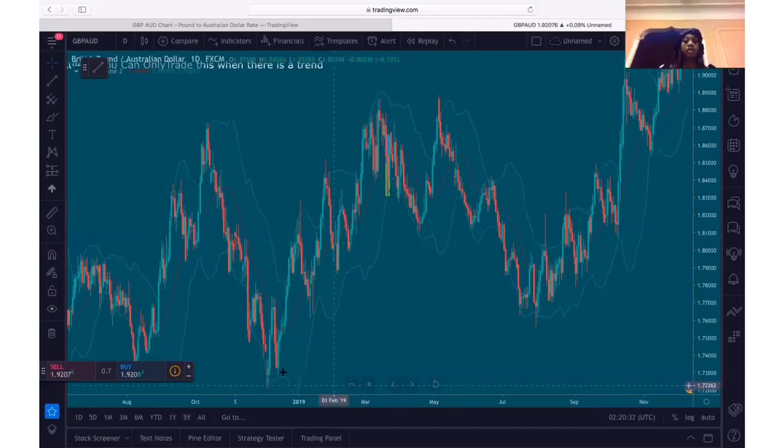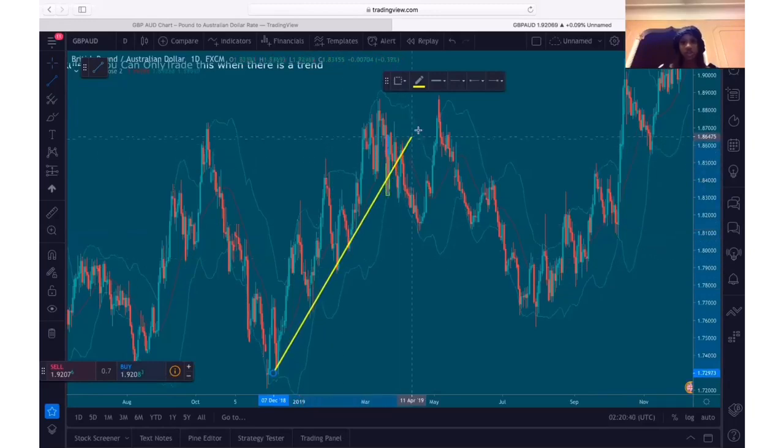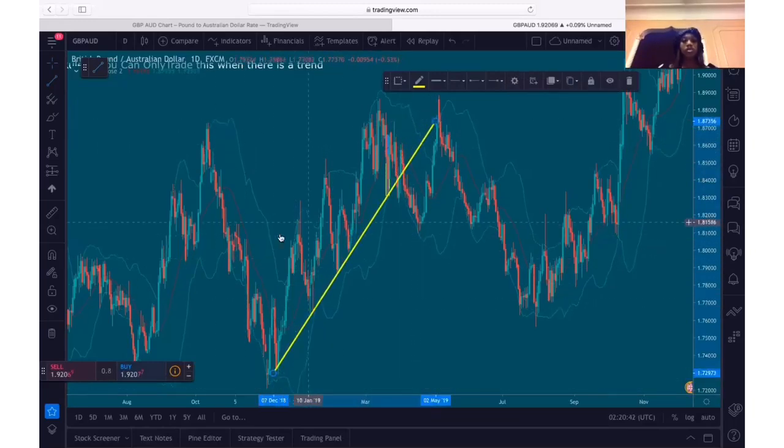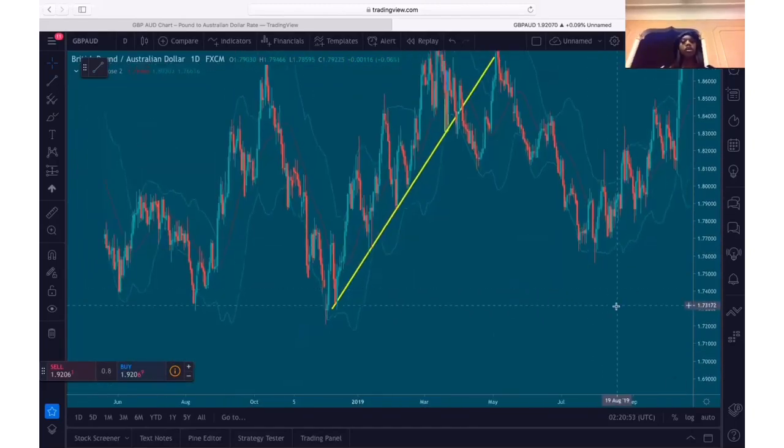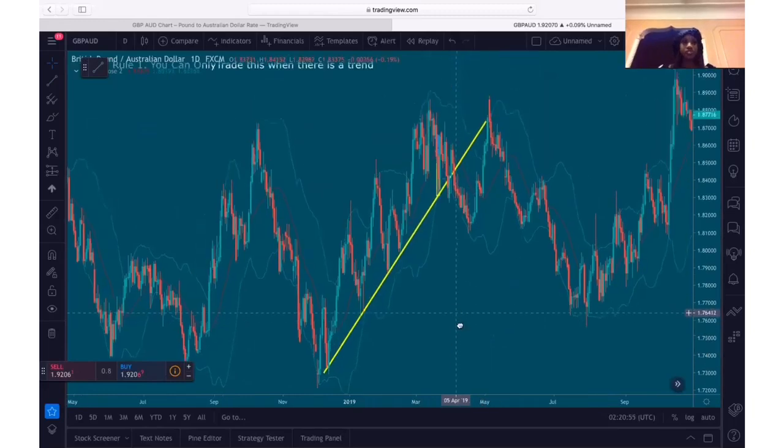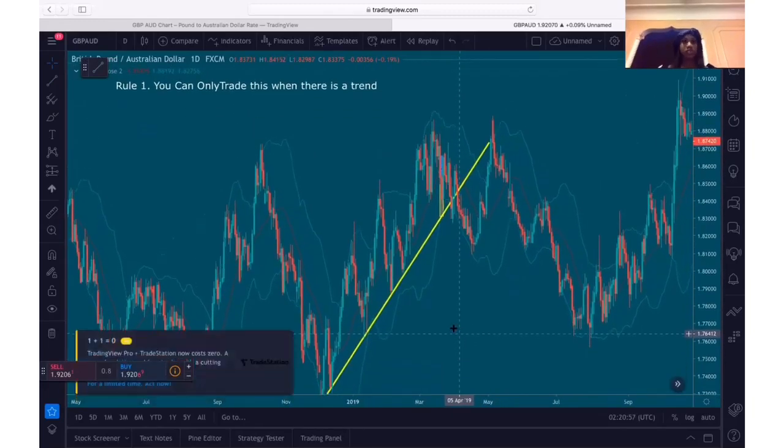So I'm going to take my trend line tool and draw it all the way up to where the trend is. You can see various higher highs, higher lows, higher highs, higher lows, higher highs, higher lows, right? Until it breaks off over here and starts a new trend on this side, right? So rule number one, you can only trade with the trend.